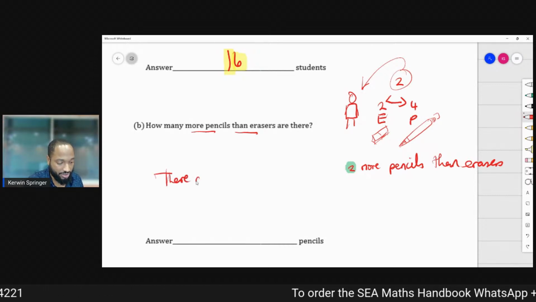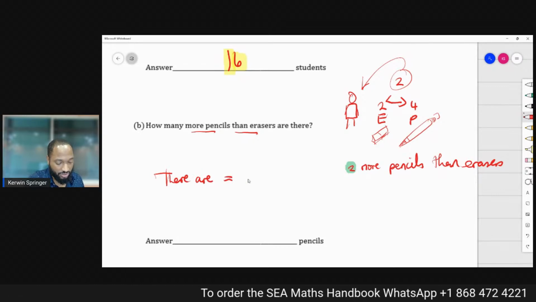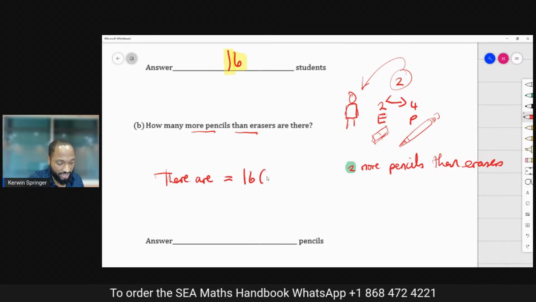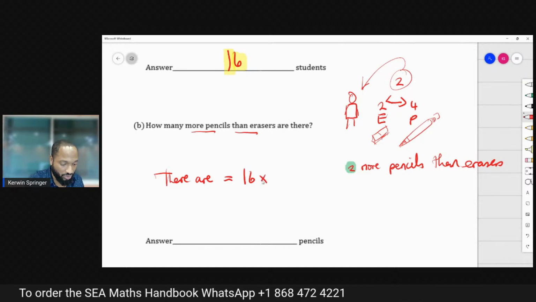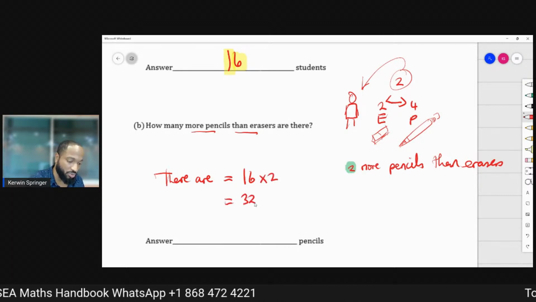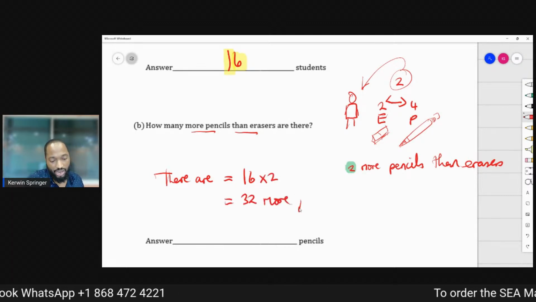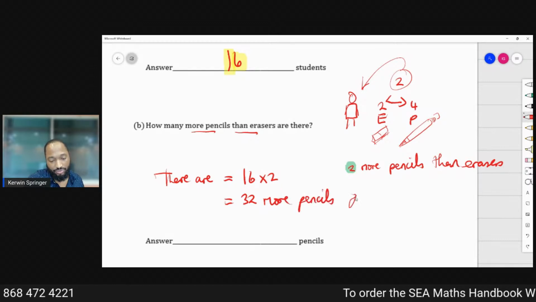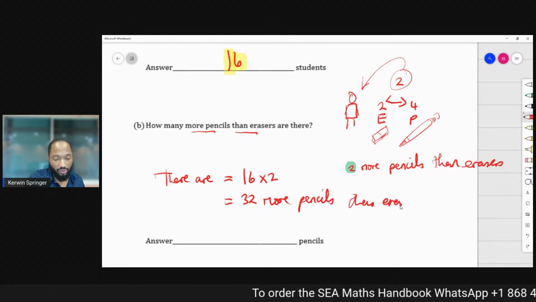There are 16 students, and there's a difference of 2 for every student. So 16 times 2 equals 32 more pencils than erasers. Some of you may have done it another way.